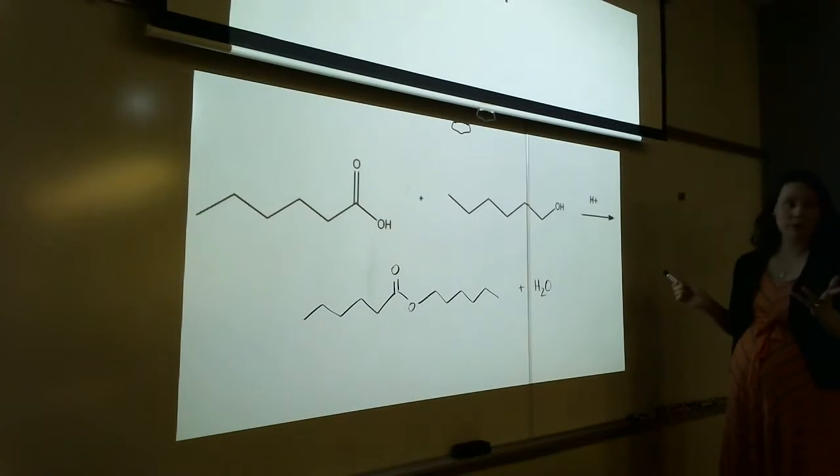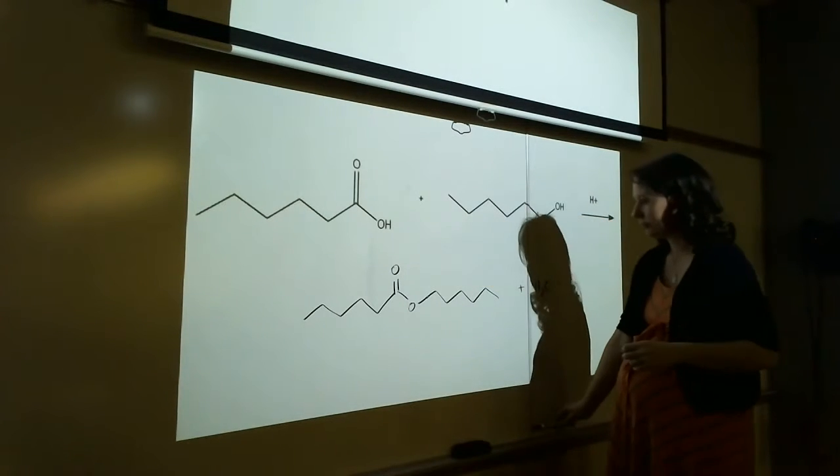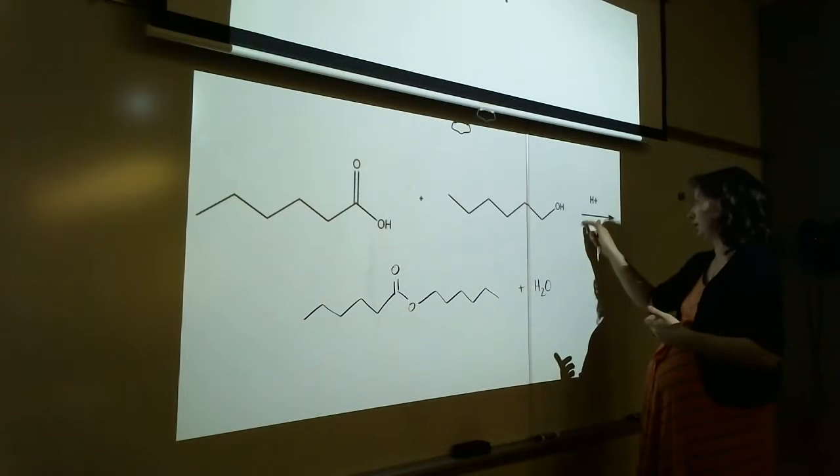Do we understand how this works? Feeling good about esterification? It's an alcohol and a carboxylic acid making an ester. Acid catalyst. And it is technically reversible.